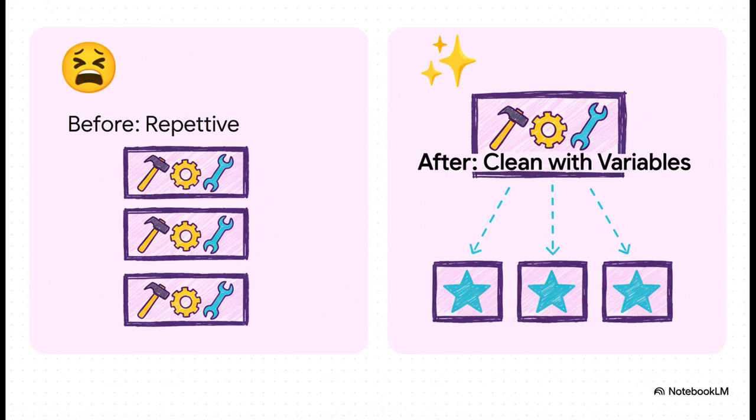We define them just one time as variables like CC and C flags. Now we can use them everywhere. And if you ever need to change a flag, you just change it in one single spot. It is so much cleaner and way easier to maintain.